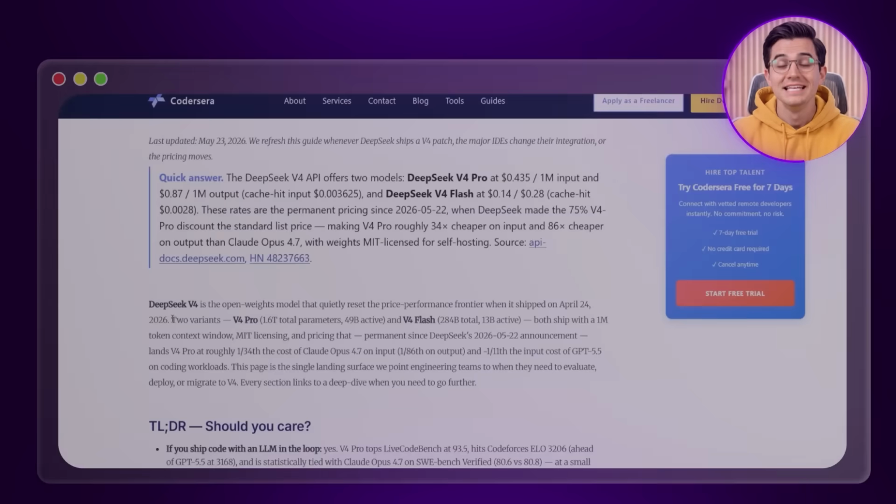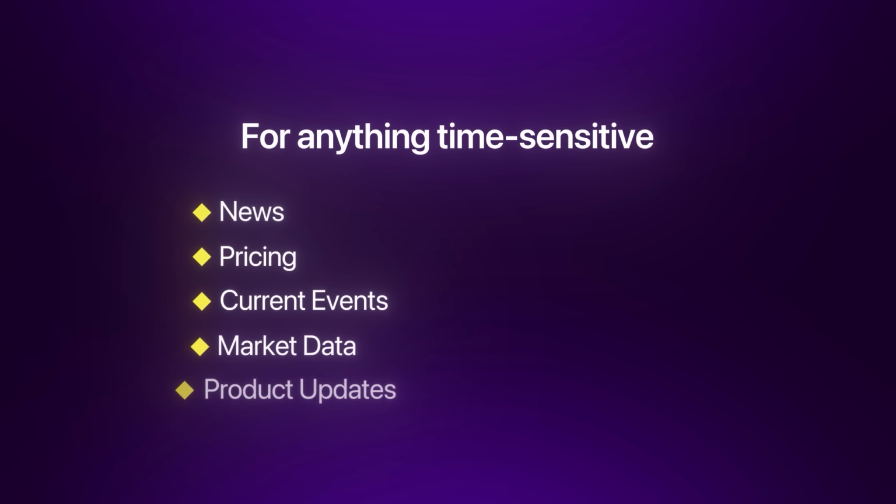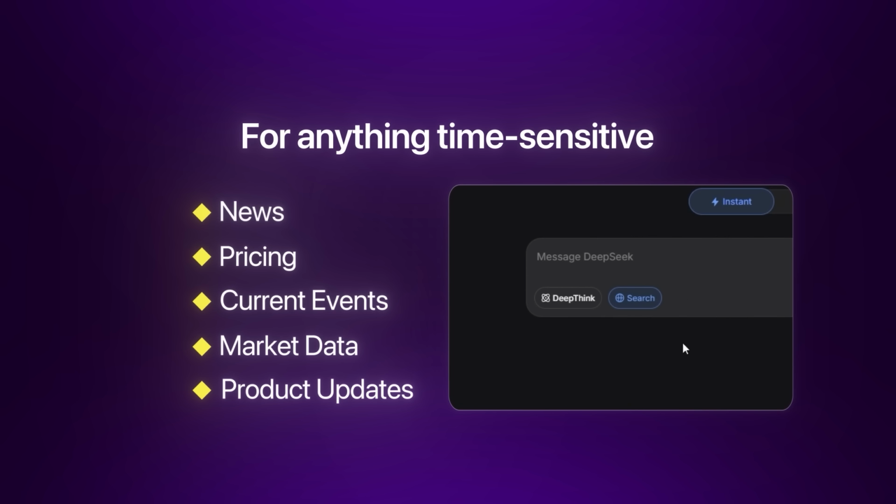This matters because any AI model's training data has a cutoff. Without web search, you're getting answers based on information that might be many months old. With it turned on, you're getting real-time data. For anything time-sensitive, like news, pricing, current events, market data, or product updates, web search should be on. For everything else, you can leave it off and let the model work from its training data, which is fast and usually accurate for non-time-sensitive questions.